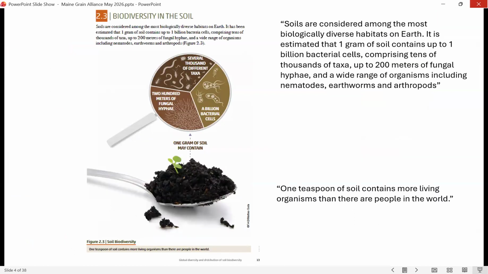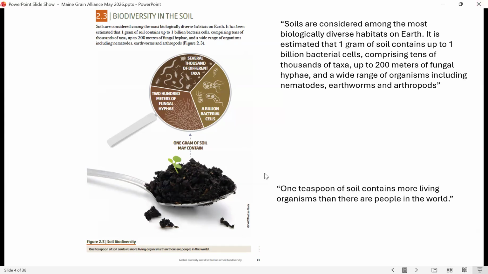More than half, you'll hardly believe this, more than half of the biodiversity on Earth is found in soil. So it's many, many species, but there's also tremendous abundance. Soil is considered the most biologically diverse, as I mentioned. One gram, which is about the size of a green pea, contains up to 1 billion bacteria, tens of thousands of taxa, 200 meters of fungal hyphae, etc. That kind of blows your mind.